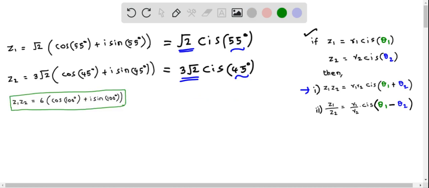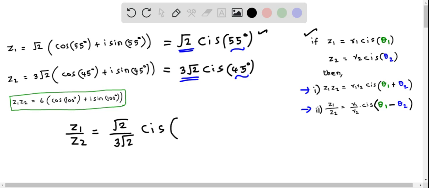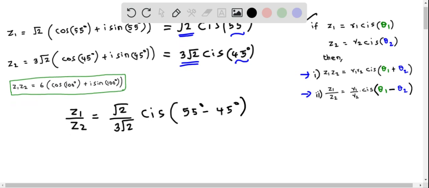We will now determine the quotient of these two complex numbers. I'm going to follow the second part, which says that z1 by z2 equals r1 by r2 times cis of theta 1 minus theta 2. For our problem, z1 by z2, I have to divide the moduli: root 2 is r1 divided by 3 root 2 is r2, multiplied with cis of theta 1 minus theta 2. 55 degrees is theta 1 minus 45 degrees is theta 2. So this becomes cis of 55 minus 45.